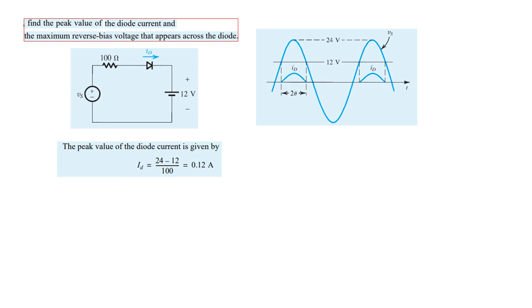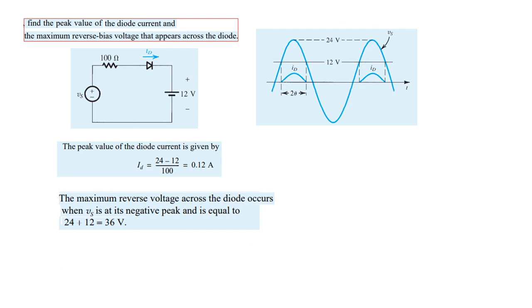And now let's come to the reverse voltage. Now what is reverse voltage is that when this becomes negative, first of all, let's assume this is at zero. So when this voltage is zero, this voltage, the 12 volt battery, is acting against the diode. So this is the reverse voltage, 12 volt. But this will go maximum minus 24. So we can add that with this. So it will be 24 plus 12, so it will be 36 volt. That will be the reverse voltage, this one here.